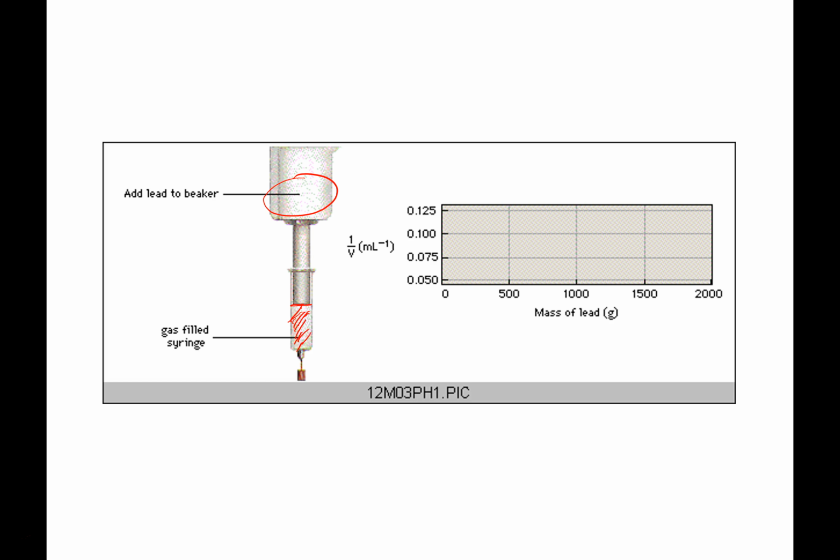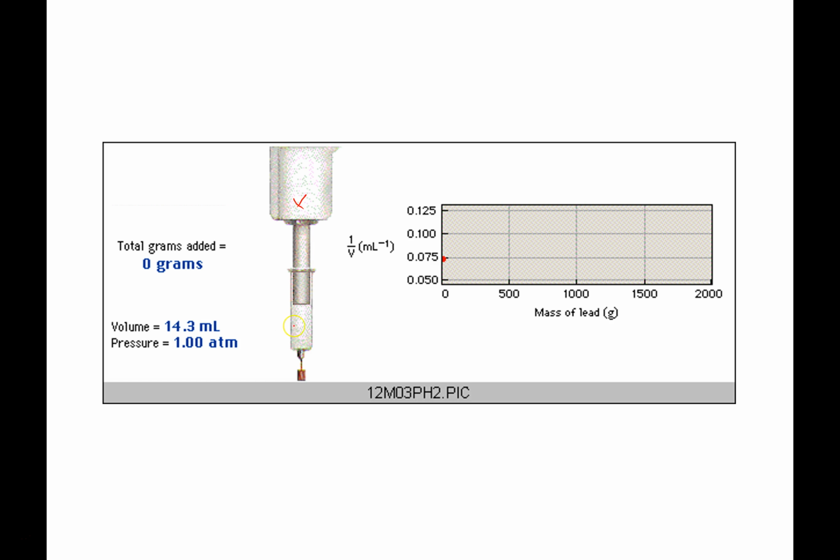Notice on this plot, what we're going to do actually is plot the inverse of volume versus the mass that is going to be in this cup right here. The mass is actually related to or proportional to the pressure. So here we go. So this is with no mass up here, no shot up here, and here's our gas. Now see, we actually have a number to go along with that. 14.3 milliliters. Now if you take the inverse of 14.3, you get 0.075.